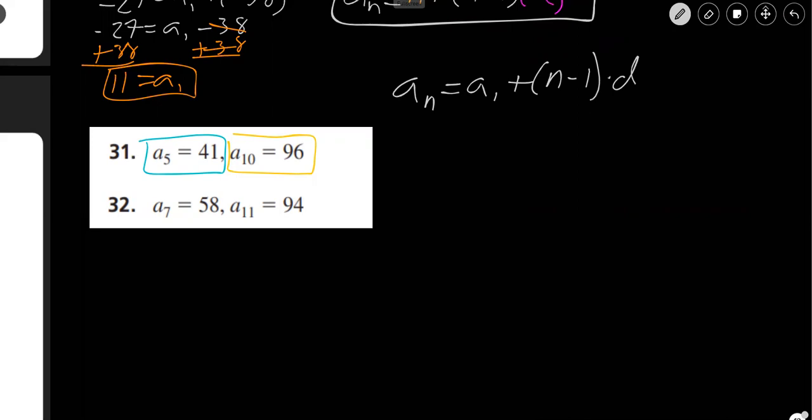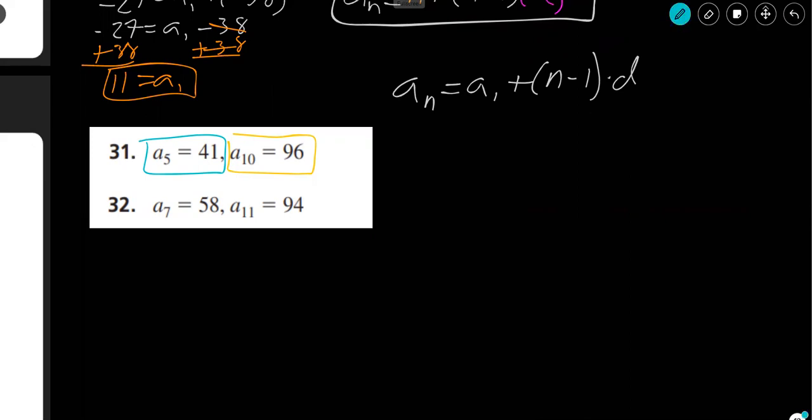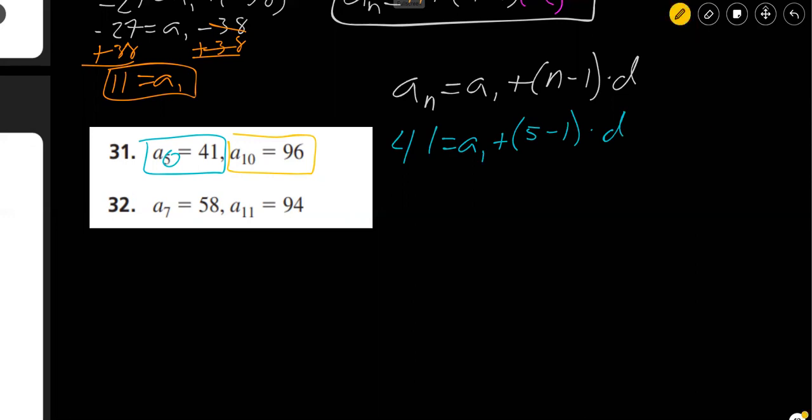And we're going to fill in what we know. So I'm going to do this twice, once for each equation. So the first equation is going to be the blue one. I know that A5 is 41. So 41 is going to be equal to A1 plus n minus 1. My n value is 5. And I'm going to be multiplying by d. I don't know A1 or d. And then I'll do the yellow function, or yellow rule.